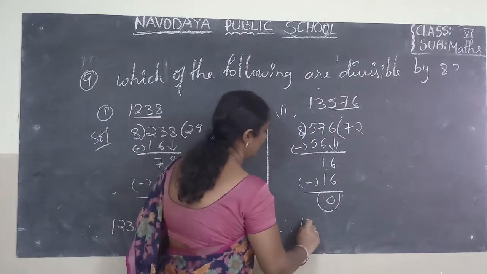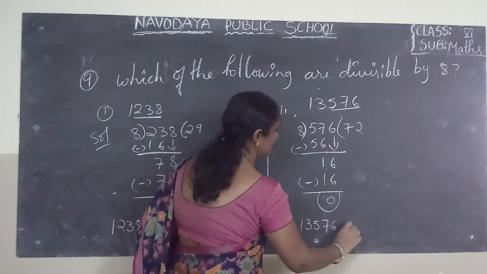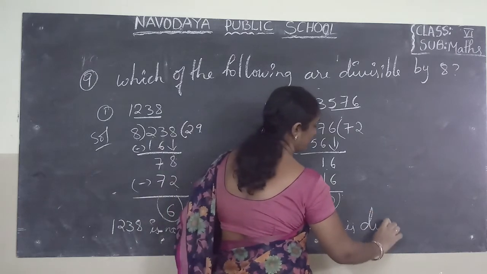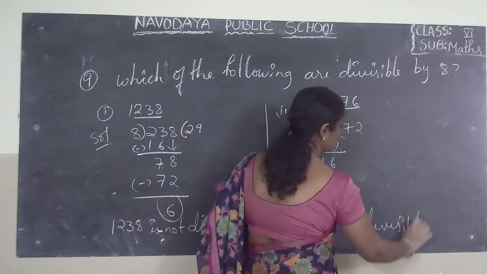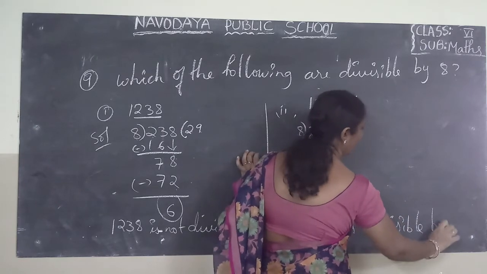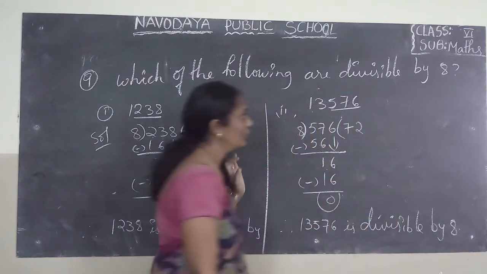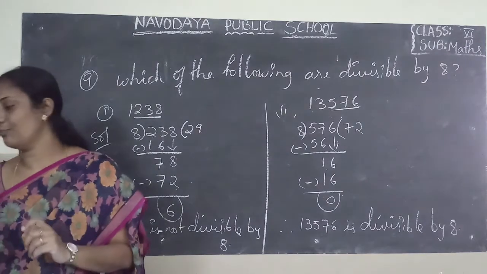Therefore 13,576 is divisible by 8. Okay children, in this you are having some more sums.